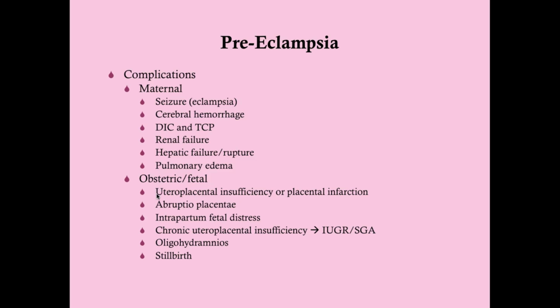Okay, what about on the fetal end? Well, uteroplacental insufficiency or placental infarction because of the vasoconstriction of the placenta. Abruptio placenta. Intrapartum fetal distress. Chronic uteroplacental insufficiency, which will lead to intrauterine growth retardation in a baby that's small for gestational age. Oligohydramnios, because this can not only affect mom's kidneys, but it can affect baby's kidneys too. Baby's kidneys are very sensitive to getting enough blood flow. And then stillbirth, because of the intrapartum fetal distress, the baby can die during delivery.